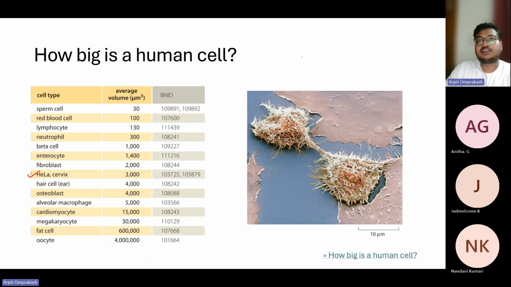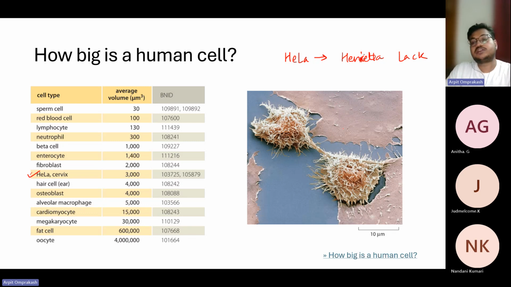It is used to study how cancer cells grow and how we can find drugs to cure cancer and things like that. This abbreviation HeLa comes from a patient called Henrietta Lacks, from whom these cervical cancer cells were taken. And there's a very interesting story, which I think you should look up, about how these cells were taken and how they're used in labs.